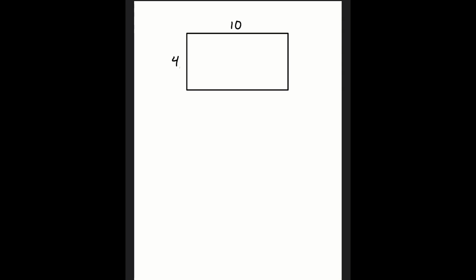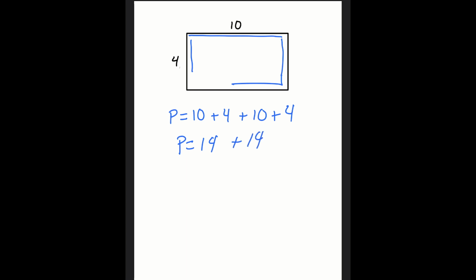A quick example. So let's say we have the length and the width of this rectangle, and so how would we find the perimeter? The first way we can do it is we could take this length, which would be 10, and we can add this width to it, which we know is going to be 4. We could then add this length to it, which is also 10, and we could add this last width to it, which is 4. And so doing the math, that gives us 14 plus 14, which means that the perimeter would be 28.